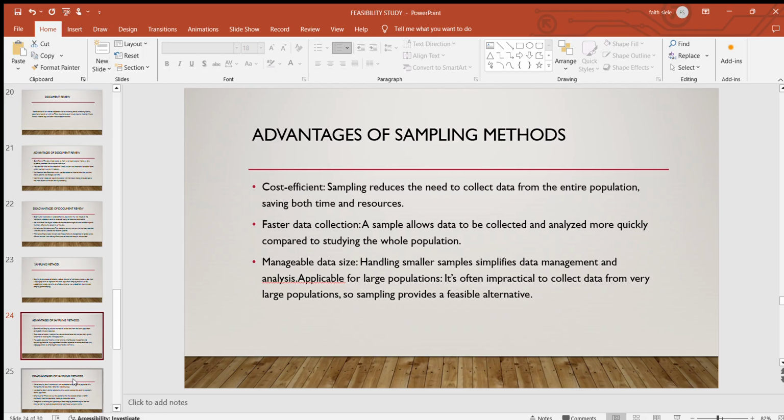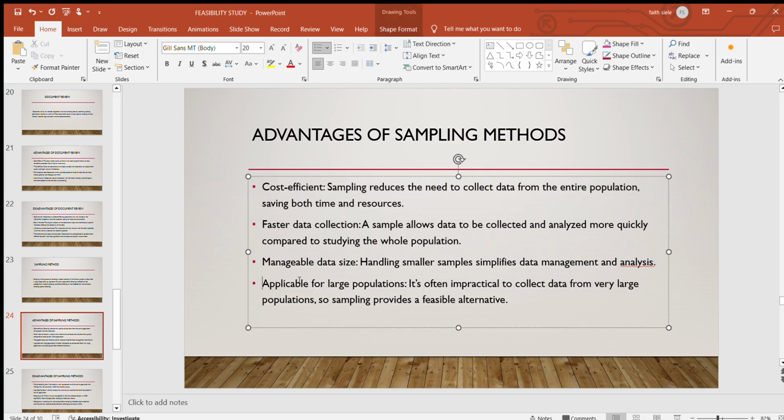So here a sample allows data to be collected and analyzed more quickly compared to studying the whole population, like how we do with questionnaires. Then we also have manageable data size, whereby when we handle smaller samples, it simplifies data management and even analysis. Therefore, this is applicable for large population.